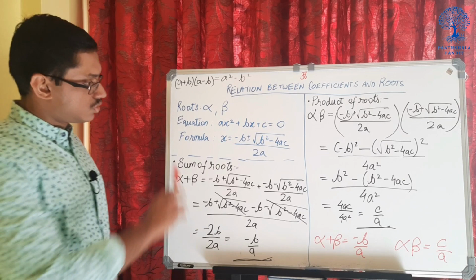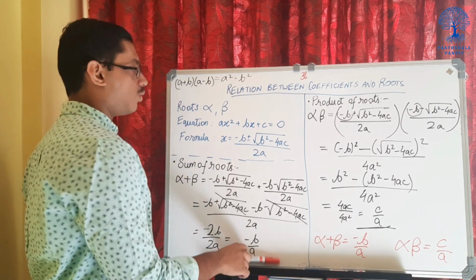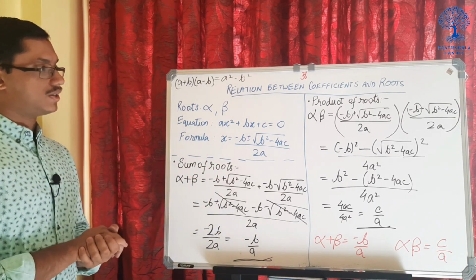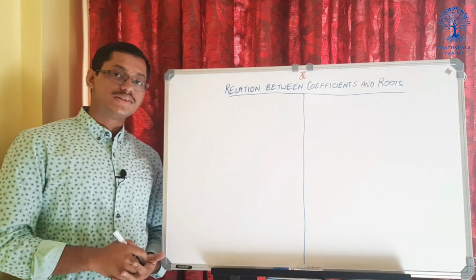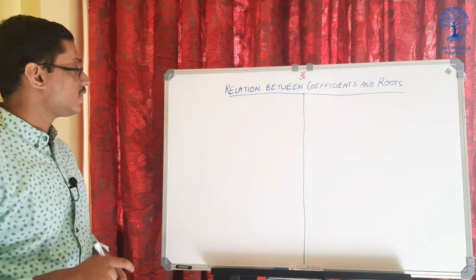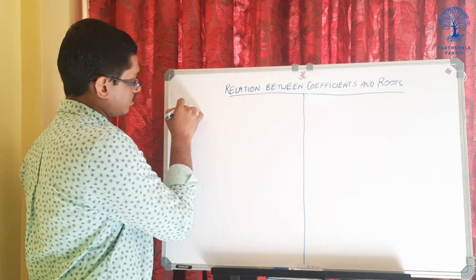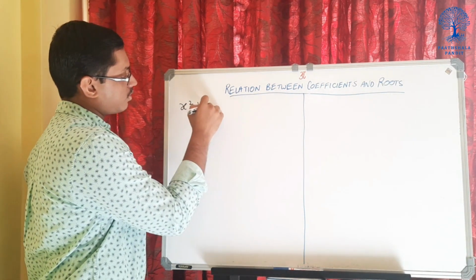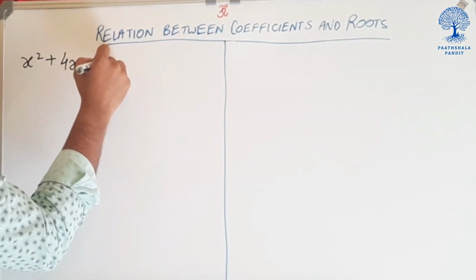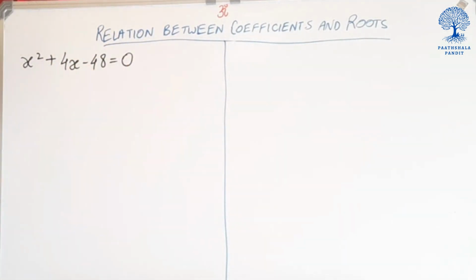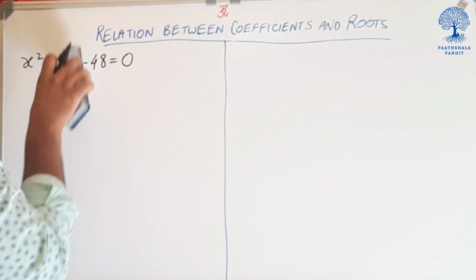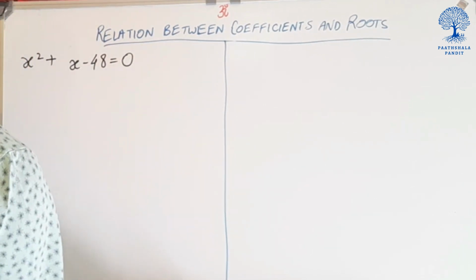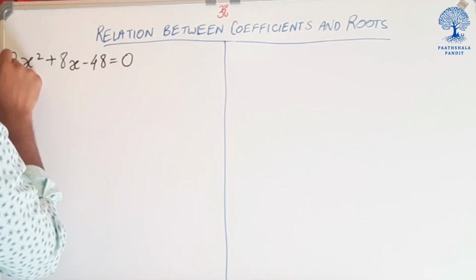So, understood how to do this and what is the formula. All right, so let's solve some questions then. The first question I will take is the previous question, this one: x square plus 4x minus 48 equal to 0. Let me check if this was the equation or no, it is 8x. Okay, so 8x, this was the question.